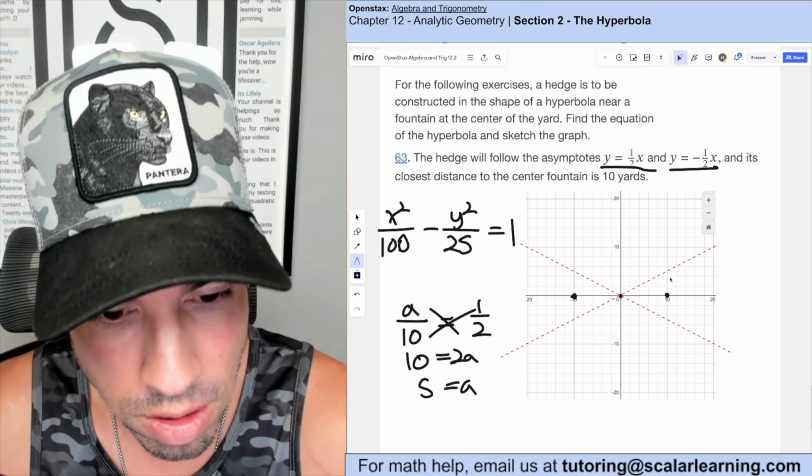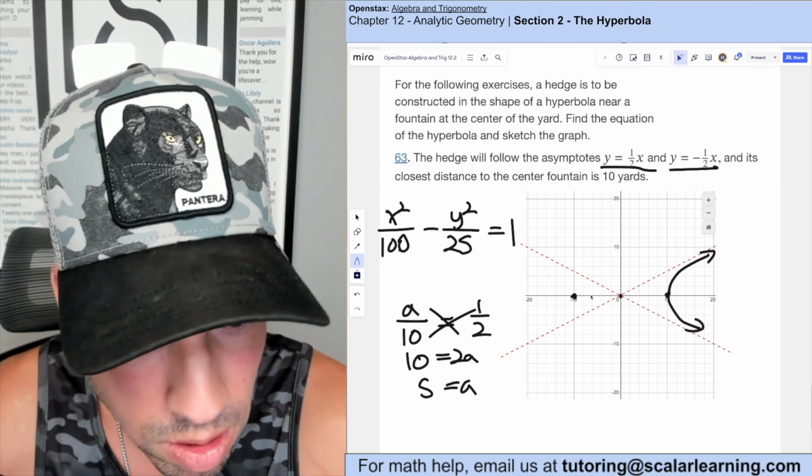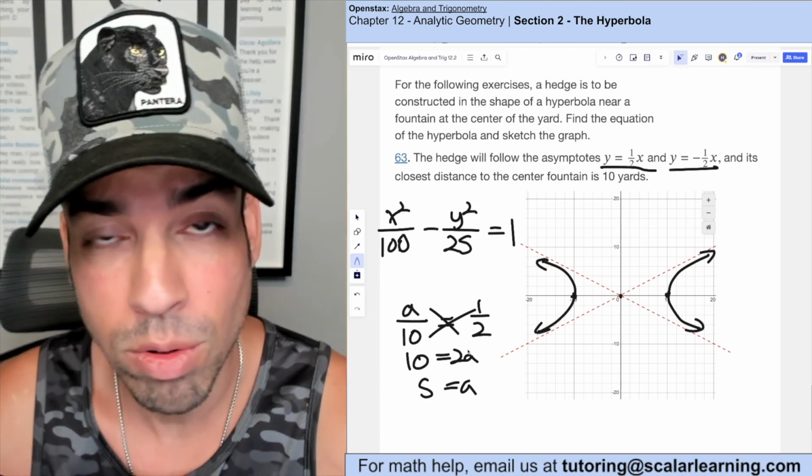Now to graph it, starting at the vertex, we come around and we hug those asymptotes, boom, hug those asymptotes, and we do the same on the left-hand side like this. And that is how you do it, done.